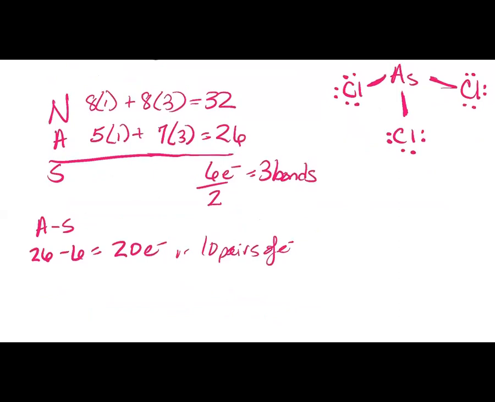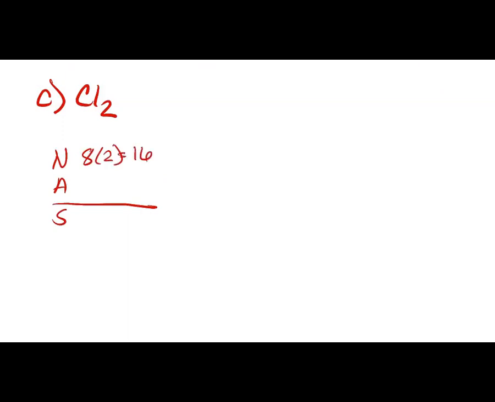All right, let's see. So now we're doing C. C, we have Cl2. Now, you could go through needed, available, shared and do it that way, and I'll do it, and then I'll do it a little short way. Needed, available, shared. Each of my chlorines wants 8 electrons, and there are 2 of them, so I get 16. Available, each chlorine has 7, and I have 2, so that's 14. So my difference is 2 electrons. Divide by 2, I get 1 bond.